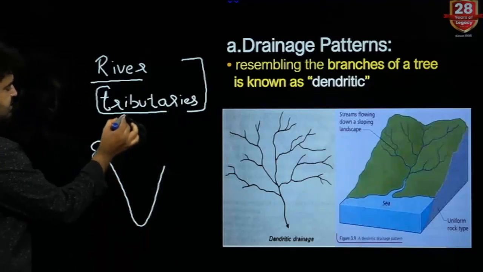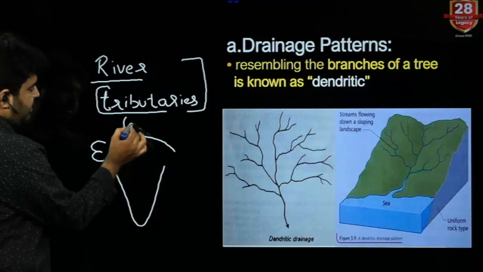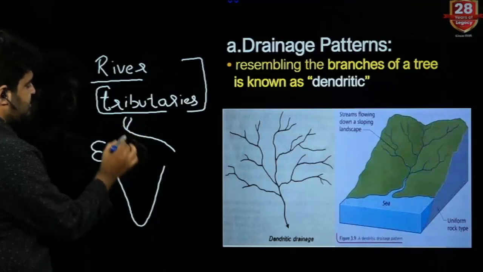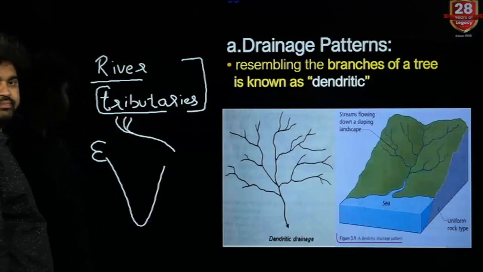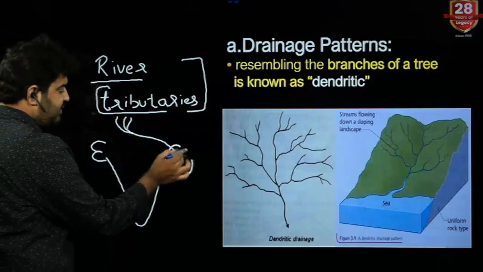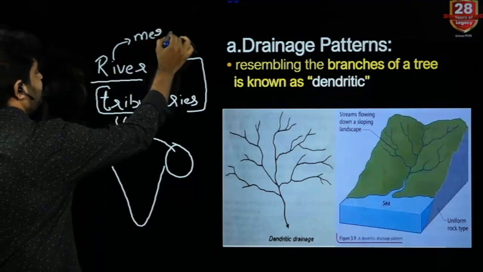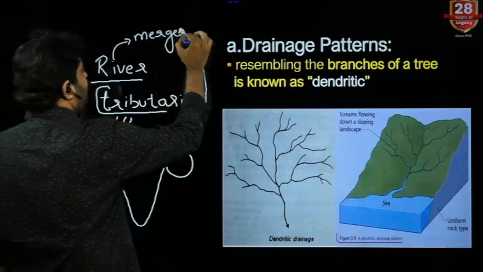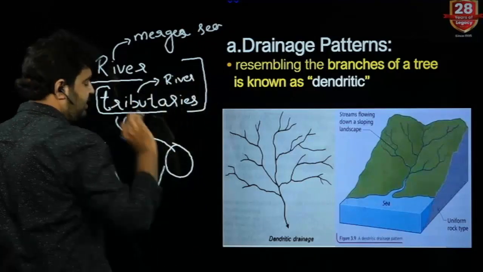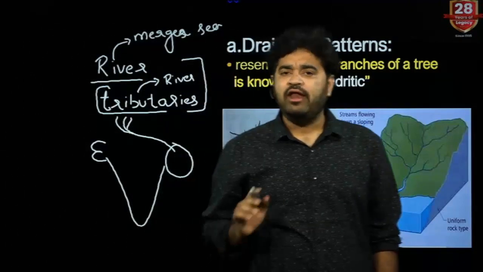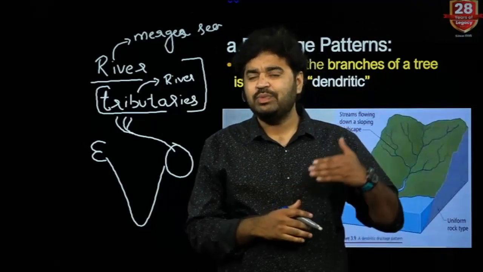For example, this is the Ganga river. Now, the Yamuna river is merging with the Ganga river. Ganga is directly merging with the sea. So, the difference is that a river directly merges with the sea, whereas a tributary merges with another river. That means we can conclude that a tributary never ever joins any sea. A tributary joins with another river.